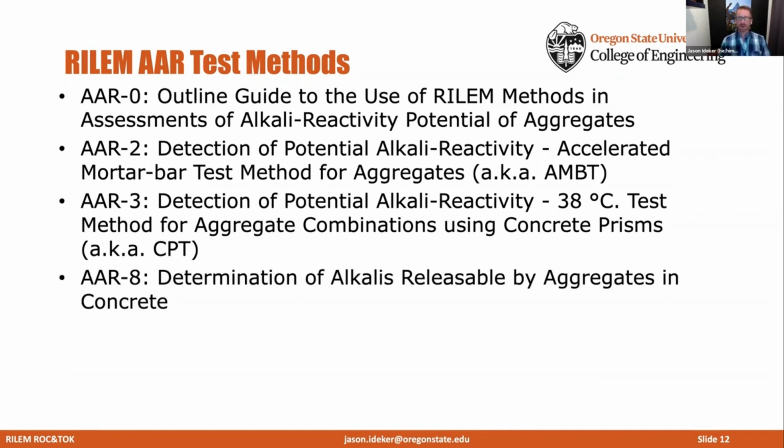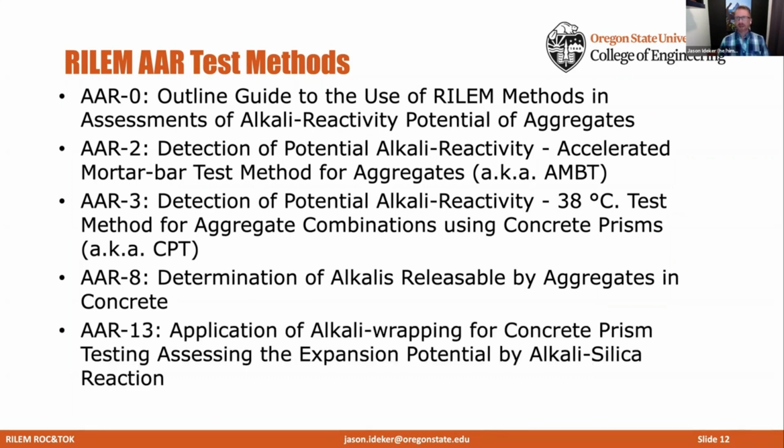A fairly new method that has just come out is AAR-8, which deals with the determination of releasable alkalis from aggregates in concrete, and AAR-13, which has also just recently come out, which is applying alkali wrapping for the concrete prism test. So essentially a modification to AAR-3 by wrapping the prisms in an alkali saturated cloth type material to help prevent leaching in that test. So some new test methods that you may want to look into.